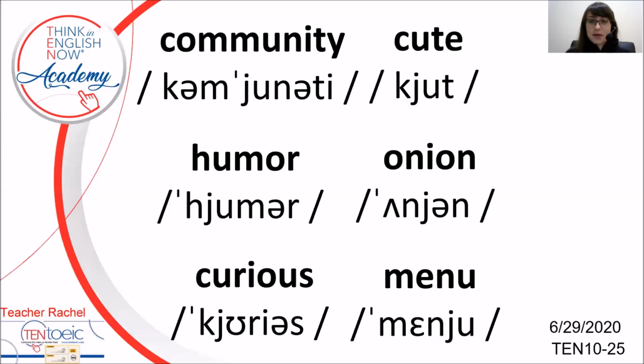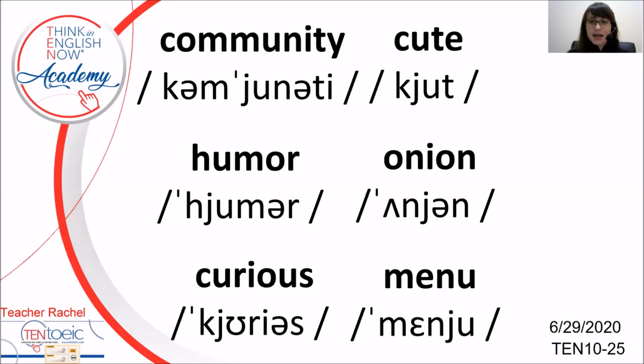Onion. This is something we use for cooking and we eat it. It's round and we slice it, maybe to cook, or we dice it. And sometimes it makes us cry because the smell is so strong. Onion. Curious. This is when someone is very inquisitive. They want some more information. So, I'm curious. How old are you? Or, I'm curious. What do you do for work? So you want information. You're really thinking and you want to know.